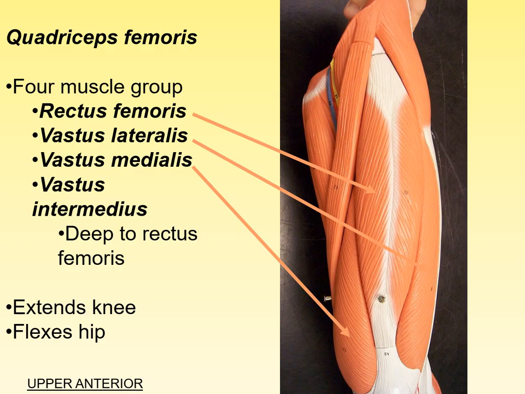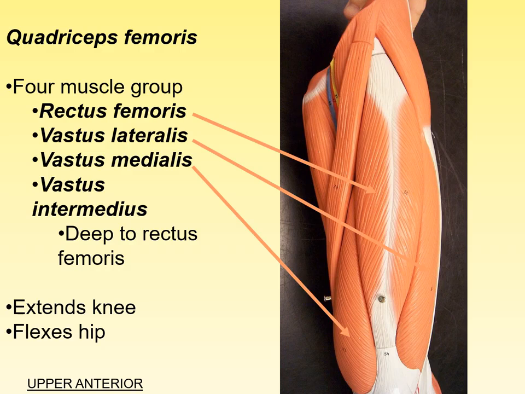If you know the location of the muscle, you know where the points of origin, points of insertion are. When that muscle contracts, you should be able to figure out then what type of movement you're going to observe. So we're going to start with the quadriceps femoris, this four muscle group. It contains the rectus femoris, vastus lateralis, vastus medialis, and the vastus intermedius, which is deep to the rectus femoris. The movements here help to extend the knee and flex the hip.